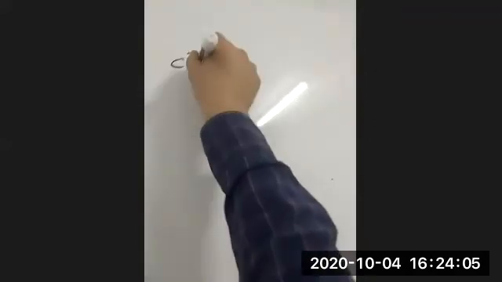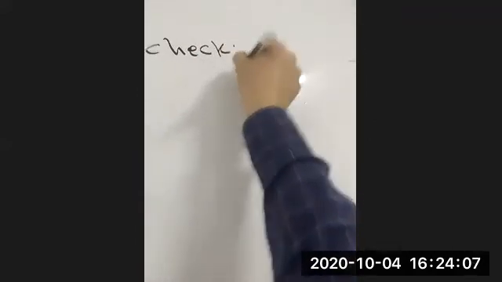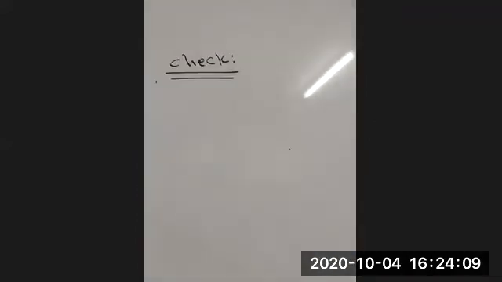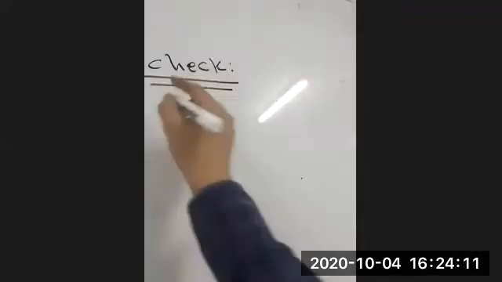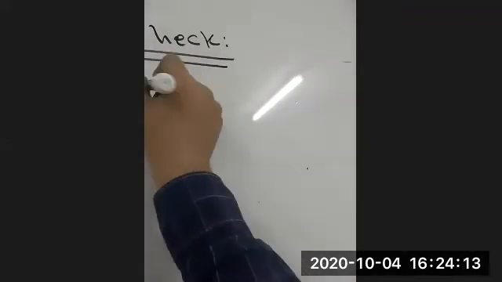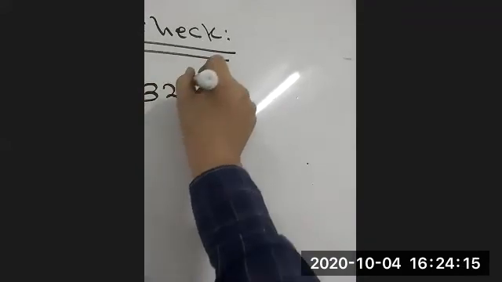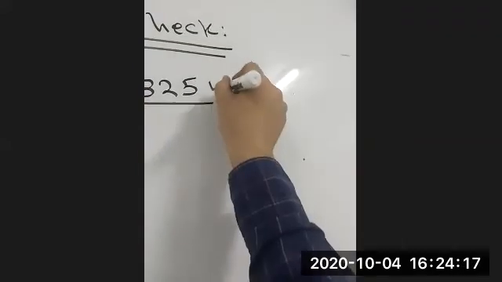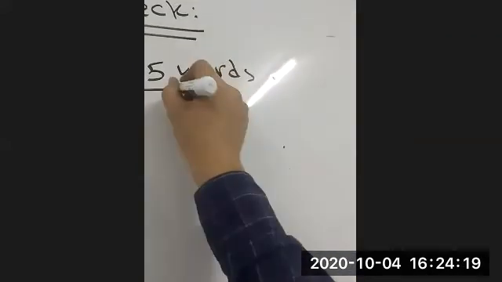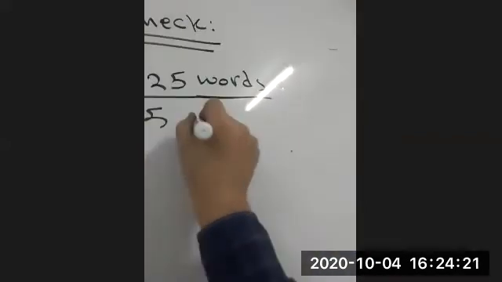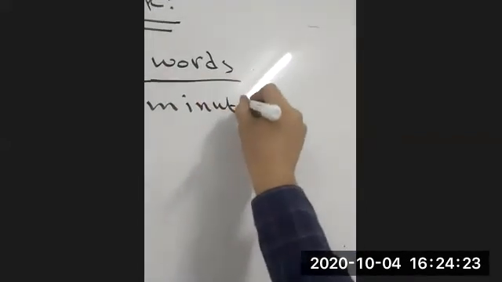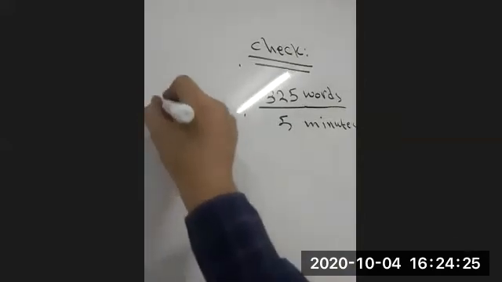Go to the check here, mister, and read the check under this example. Okay. Miranda typed 325 words in 5 minutes. How many words? 325. She is fast. Words in 5 minutes. In how many minutes? 5 minutes. Continue.